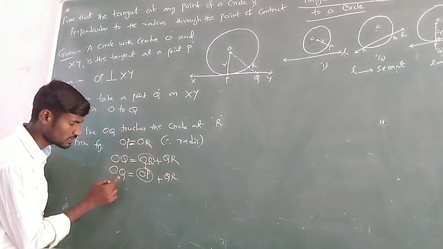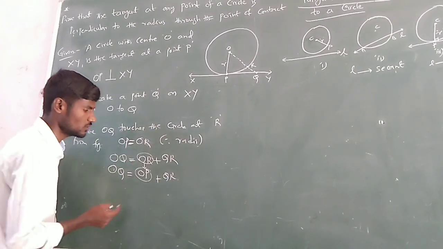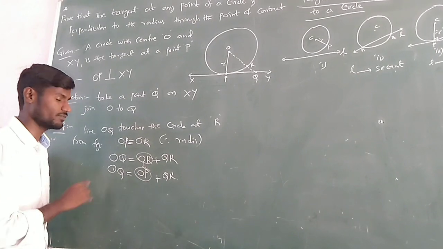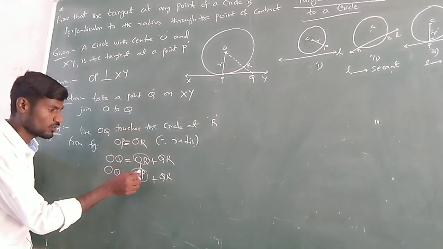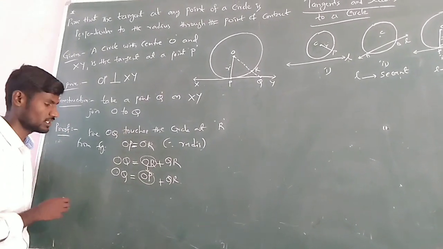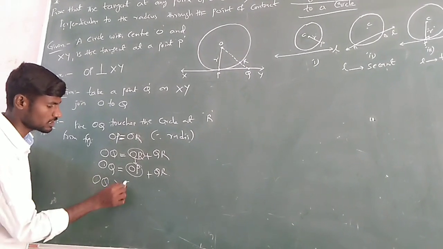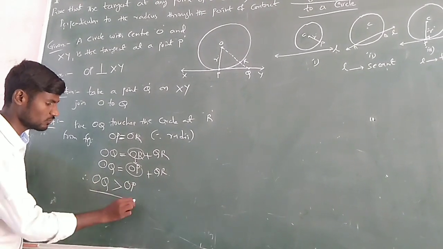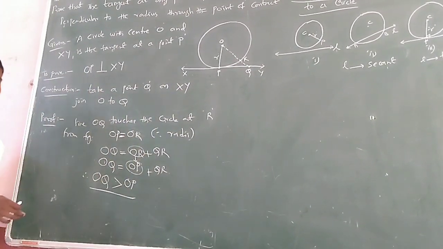What does it mean here? OQ is OP plus some other part QR. Means in OQ and OP, which is the greater value? Obviously, to get OQ, OP is added to some other value. If you don't add, it is less. So indirectly we are getting OQ is greater than OP. Clearly, from this condition, easily we are getting OQ greater than OP.